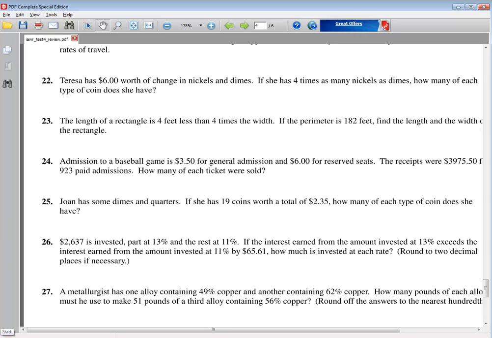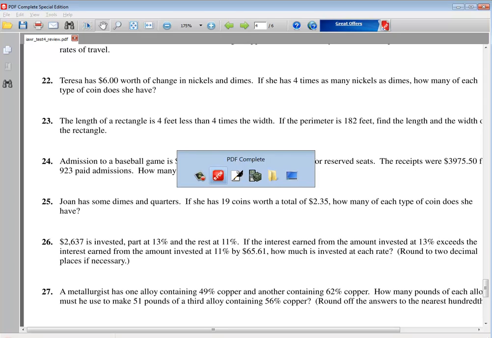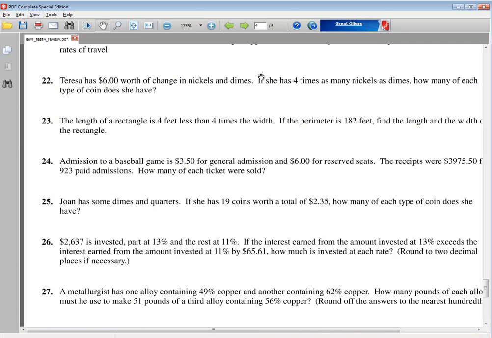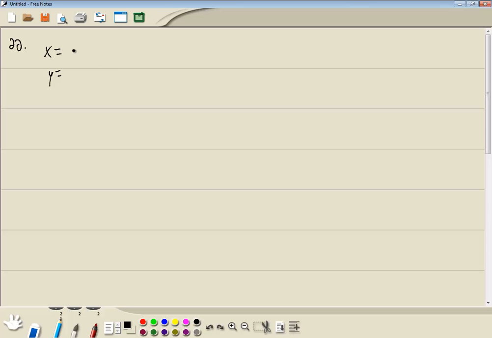Okay, money one. It looks like we got nickels and dimes. So I'm assuming the count is what we're talking about. How many of each type? So we're talking about count. So x will be the number of nickels, and y will be the number of dimes. It doesn't matter which one is which. If I flip those around, it still works out the same, as weird as that seems.